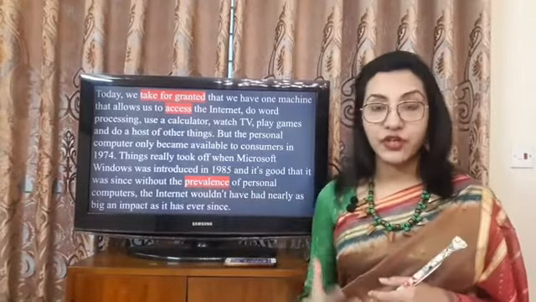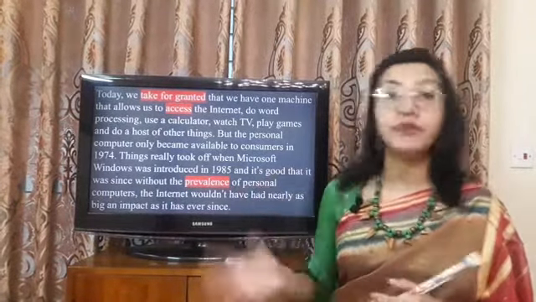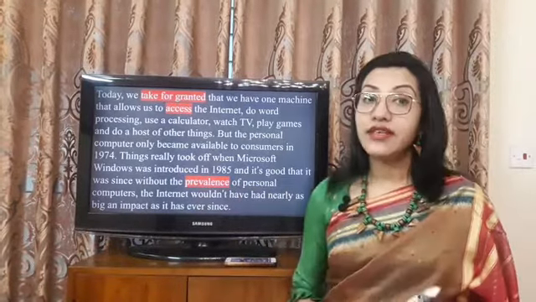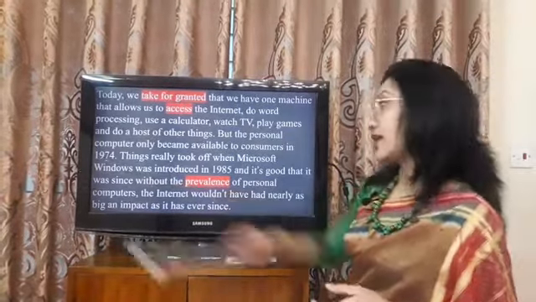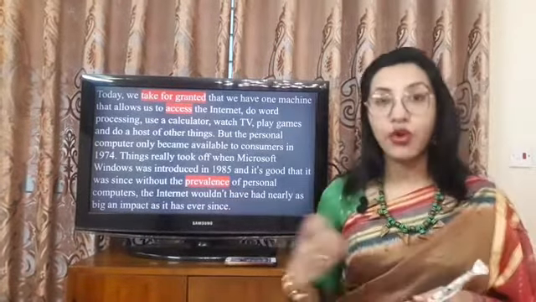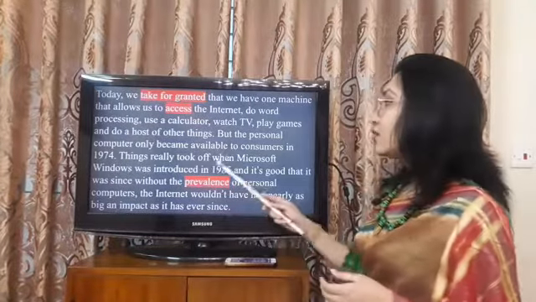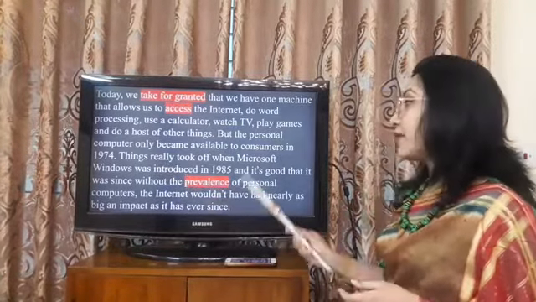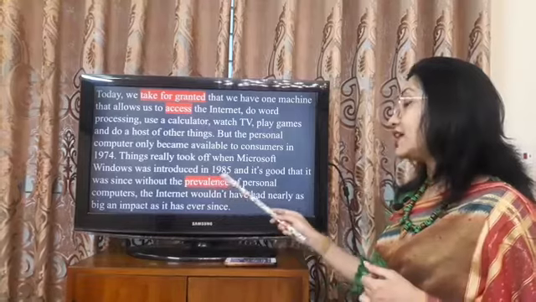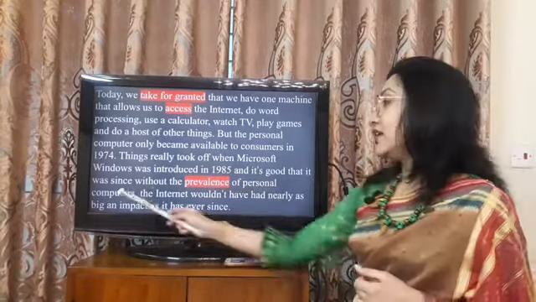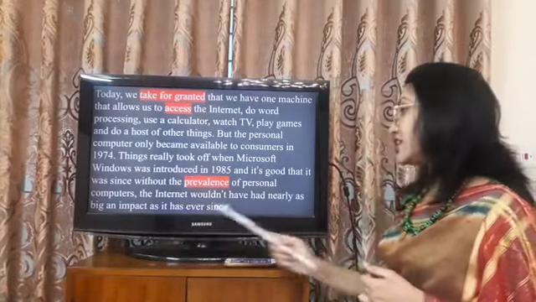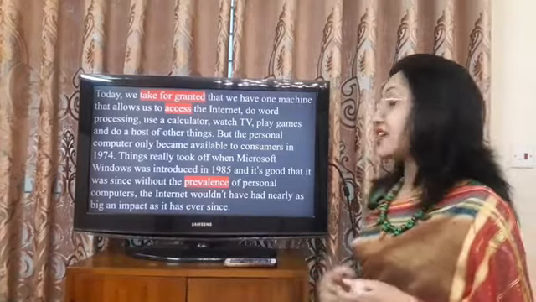So we all know what machine we are talking about here, right? This is the computer. We all have a computer at our home, but the personal computer only became available to consumers in 1974. So in 1974 this computer first became available to consumers, to ordinary people. Things really took off when Microsoft Windows was introduced in 1985, and it's good that it was, since without the prevalence of personal computers, the internet wouldn't have had nearly as big an impact as it has ever since.